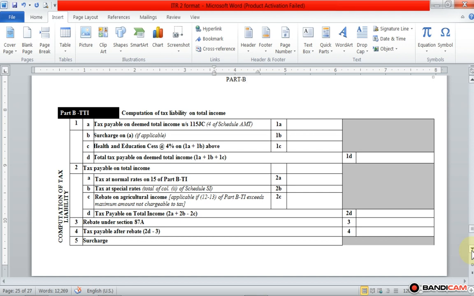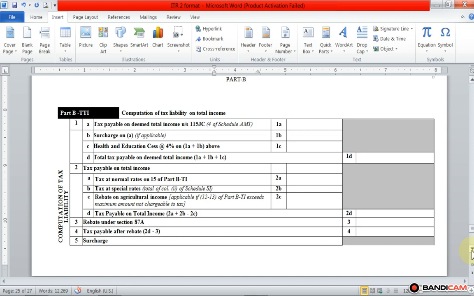Now here we compute the tax liability of the assessee on his total income. The first point included is tax payable on deemed total income under section 115JC, that is Schedule AMT, alternative minimum tax, that is the MAT provision. Then we compute the tax on the deemed total income at the applicable rate and put the figure in 1A.